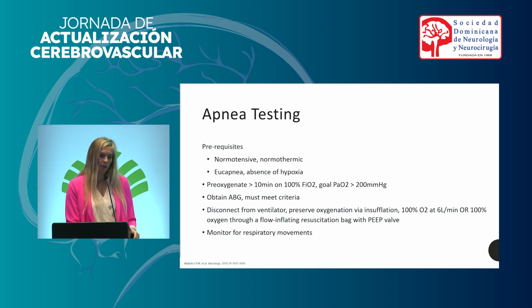There's different ways of completing your apnea testing. You can disconnect from the ventilator and essentially just take a nasal cannula at 6 liters and put it down into the ET tube. Some people will just connect to a PEEP valve. So if you're concerned about someone who had been on a higher PEEP setting on the ventilator, you're worried about atelectasis or de-recruitment, it can prevent that from happening. And then you're monitoring for respiratory movements.